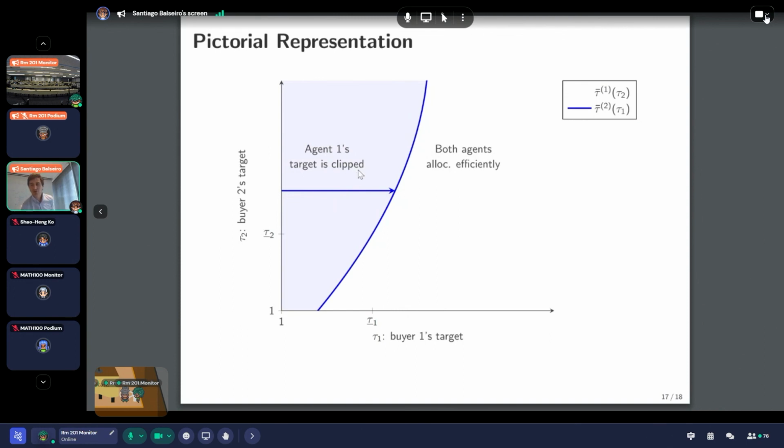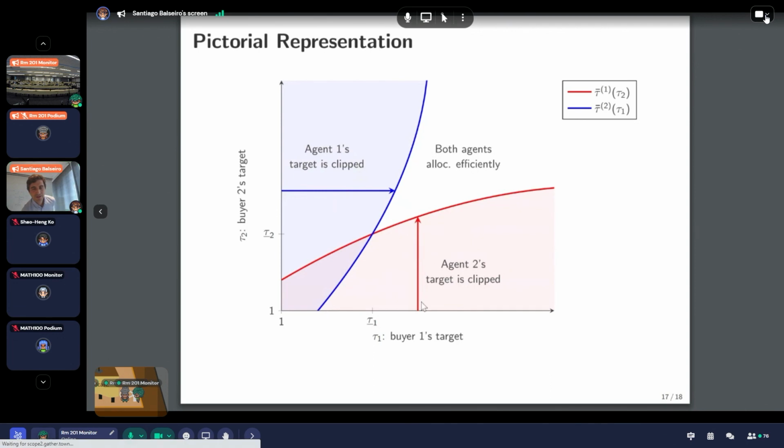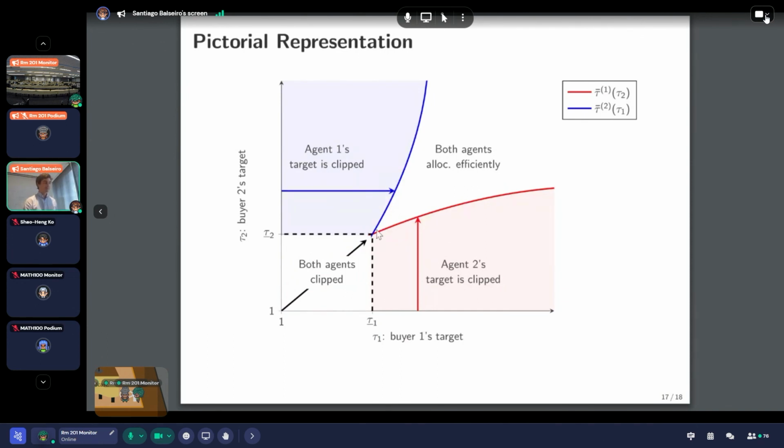If you look at buyer two, we're doing something similar. Here we clip to the threshold, and above, we allocate efficiently. Now, the only problem is in this region where the curves cross, where both h need to be clipped. So the way that we do the clipping there is we clip it to this corner here. And then we can actually show that this mechanism is optimal.